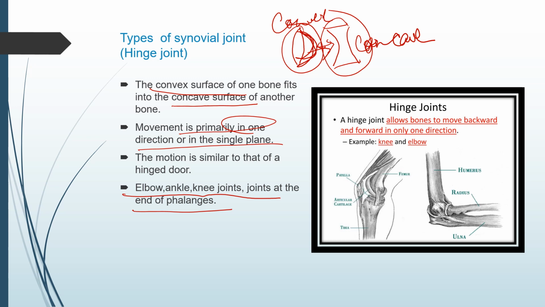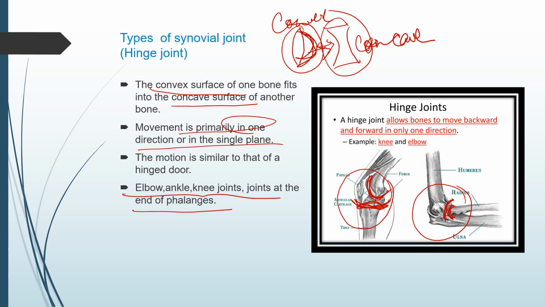Now let us see this in the diagram also. These are all hinge joints. This is the knee joint and this is the elbow. Here you can see the convex side is coming and joining with the concave side of another bone. Here also we can see the concave side, and this convex side is coming and meeting with it.